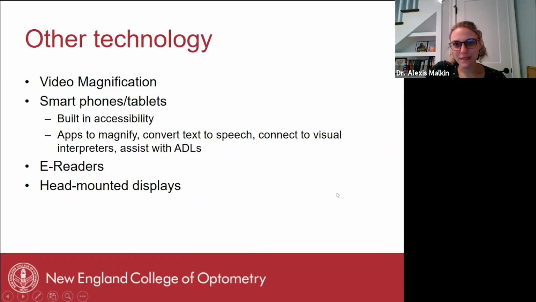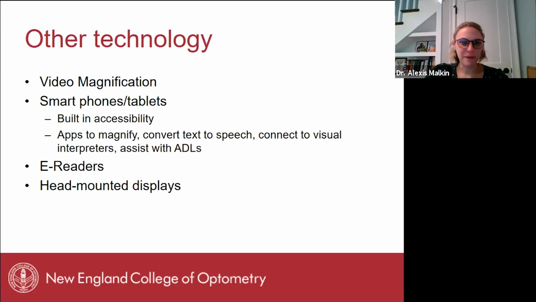So those are just some examples of some of the more basic tools you can integrate. It would be a whole other lecture to talk about technology, but you can really get into video magnification. The accessibility on smartphones and tablets is making huge, huge changes for our patients. You can add on apps that can magnify, convert text to speech, connect to visual interpreters, and even assist with activities of daily living like currency readers. Patients use Kindles and other e-readers to enlarge and access books for pleasure reading.